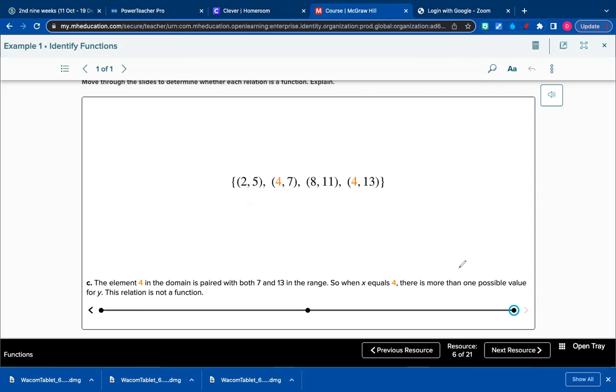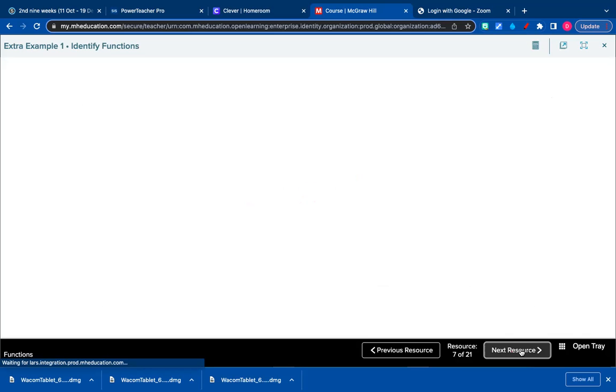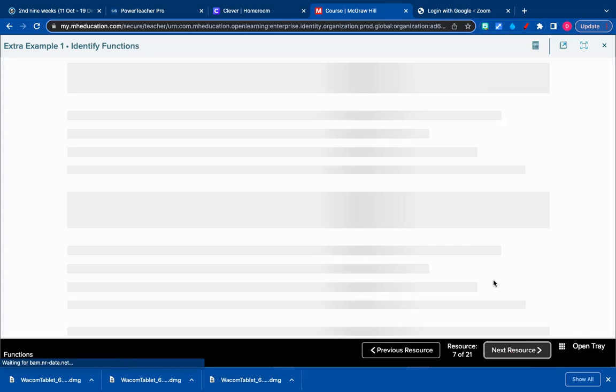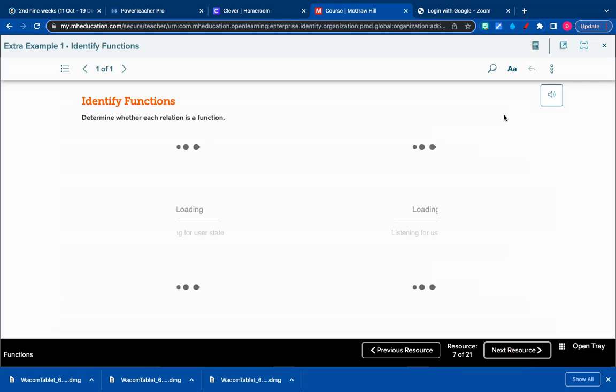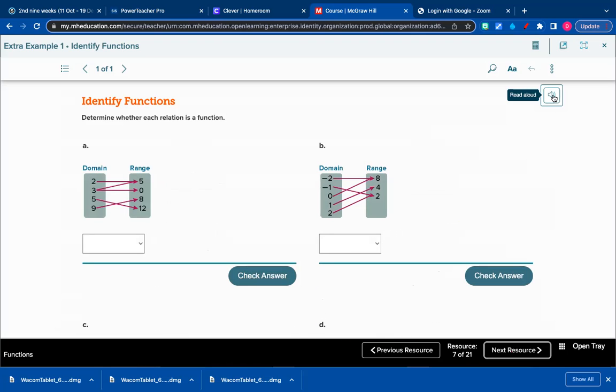Okay, let's look at our next resource. Now, you can go through these slides by yourself. You can even make the thing talk, for example. Hold on, let me show you. Right here, you see this little microphone button? You can have it read it aloud for you. Let's listen. Identify functions. Determine whether each relation is a function. So you don't have to listen to my voice, but I promise you that robot voice has no jokes. None. So if you don't like my jokes, that's fine. You can listen to the robot voice.